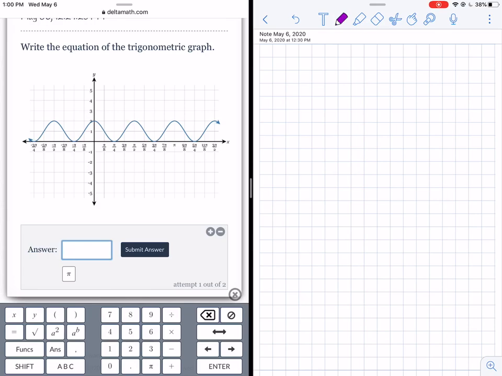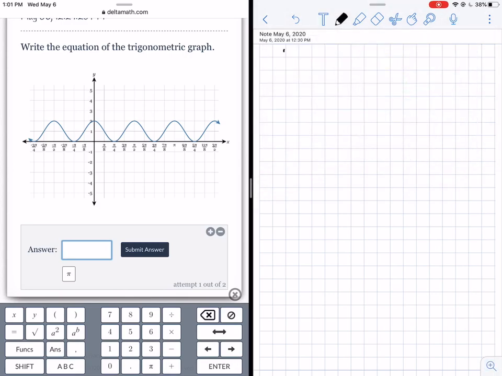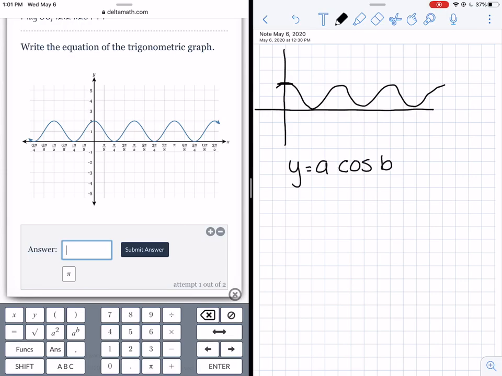So I can't draw on this graph, so I'm just going to make my own little graph over here. So the first thing I would suggest that you do is figure out if this is a sine or cosine curve. So my curve looks something like this. And for this graph, it's starting up here, and that is my maximum. So I know that this is a cosine curve. So our general equation for a cosine curve is y equals a cosine bx plus d.